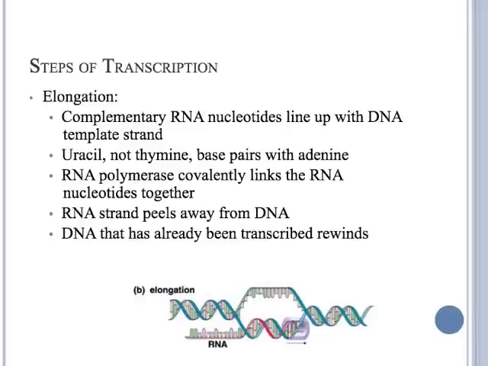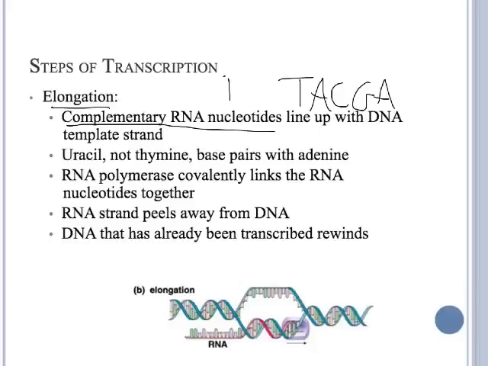So the next step is elongation. So at this point, my enzyme is bound to the DNA, and it's ready to start reading it and build the RNA. So what it does is it reads the DNA message, and then it adds the complementary RNA nucleotide. That's why it's called RNA polymerase, because it's going to build RNA. Okay. So maybe the DNA was TACGA. Okay. So what it's going to do is it's going to read this message and add the corresponding RNA base. So here's my DNA here.